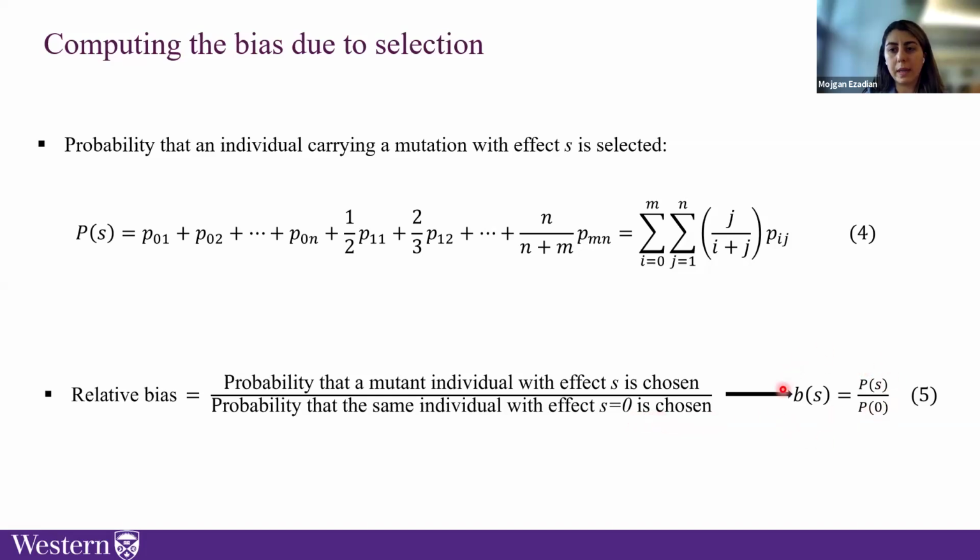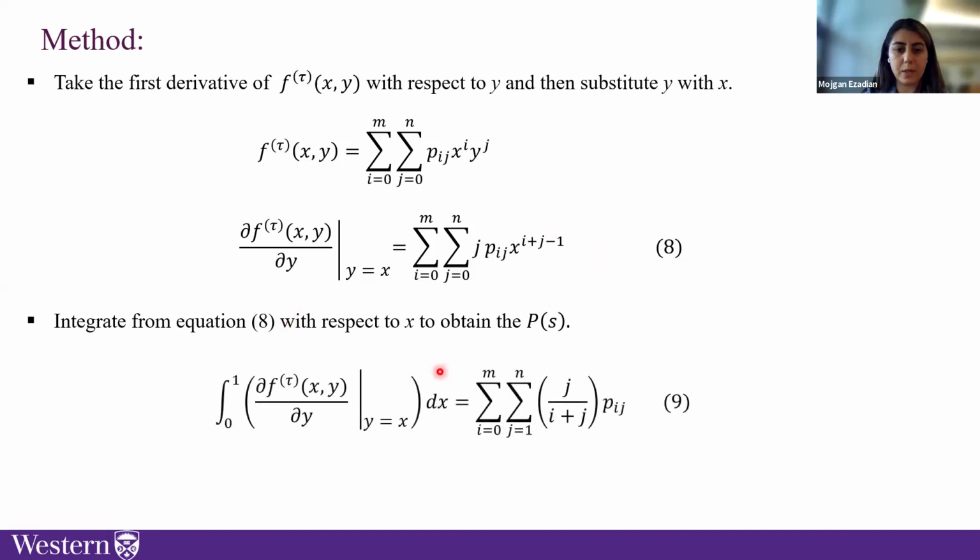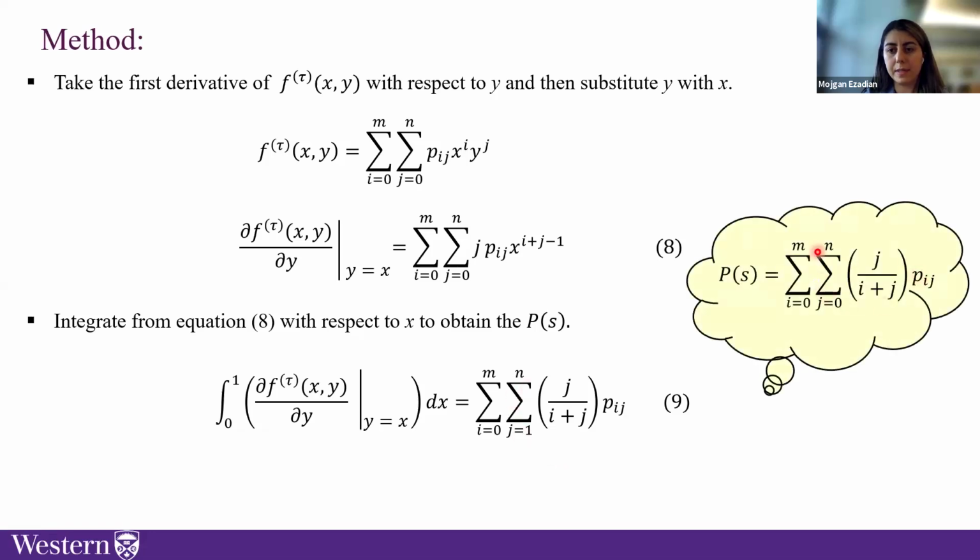So we are looking for the formula to find P of S. We use the analytical method to get the relative bias. We take the first derivative of the PGF after tau generations with respect to y, and then substitute y equal to x, and then we integrate equation 8 with respect to x from 0 to 1, and so we get P of S. As a reminder, P of S is this equation. So we are able to find our relative bias.